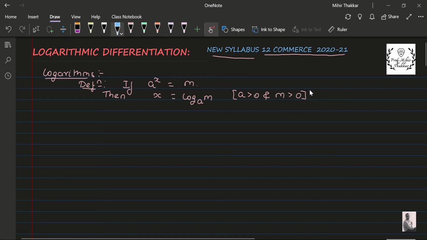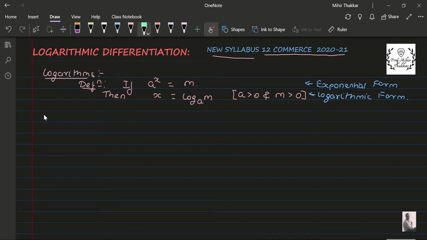There is a special name given to this. This is called the exponential form, and the second form that is available is called the logarithmic form. Now there are different rules of logarithms. I'll give you all the rules.